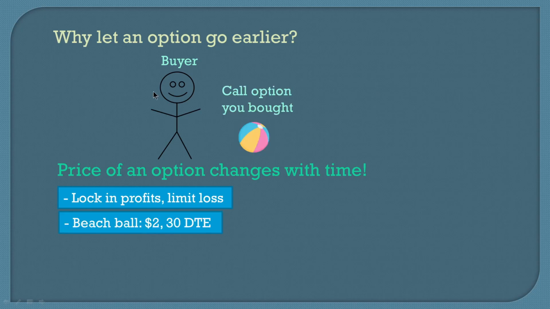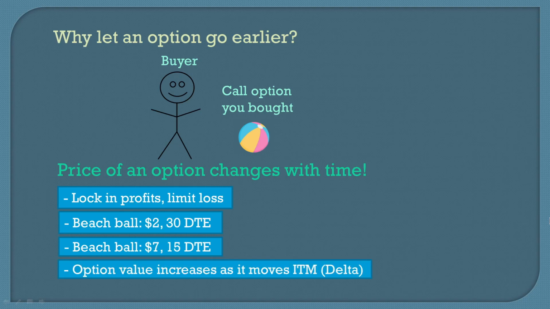So let's say you bought a call option and you bought this beach ball for $2 and let's assume there are 30 days to expiration. 15 days later, the value of this ball increases to $7. And this happens because as an option moves more and more in the money, its value will increase.